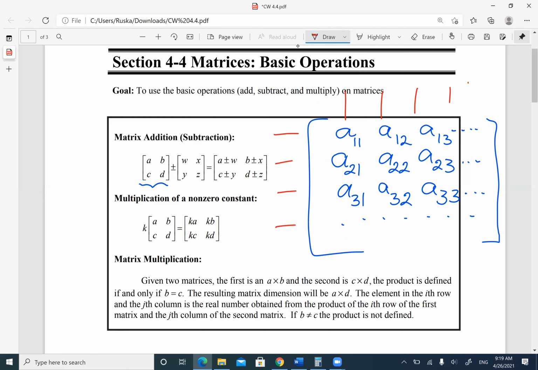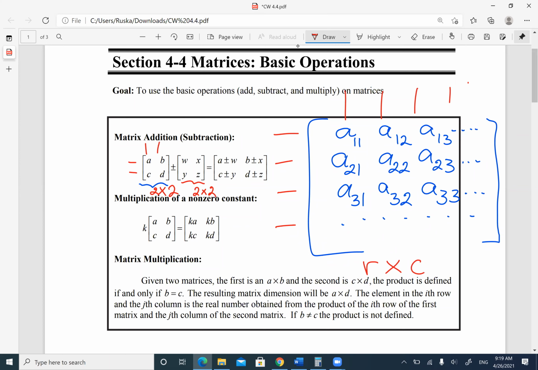Now the matrix has a dimension. The dimension of the matrix is how many rows times how many columns. So if I look at this matrix here, A, B, C, D, we have 2 rows and 2 columns, so the dimension is 2 by 2, right? How about the second matrix here, W, X, Y, Z? This matrix is also 2 by 2, right? So the dimension of the matrix is how many rows and how many columns that little table has, okay?